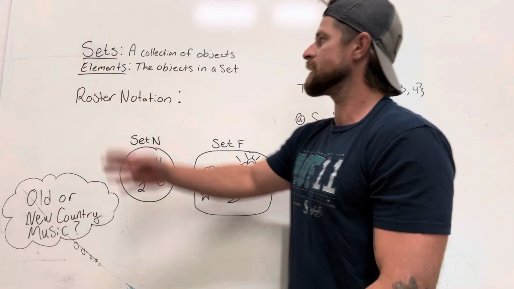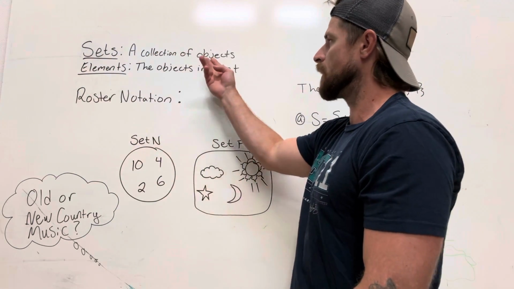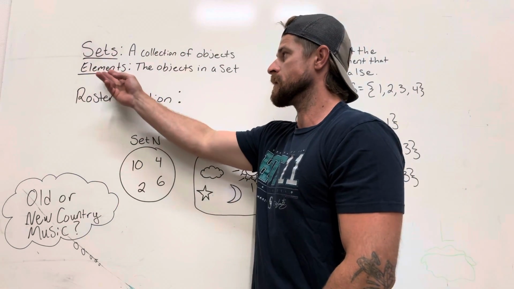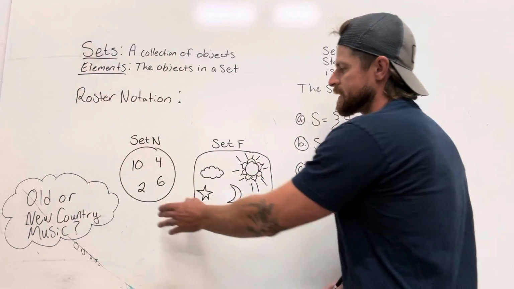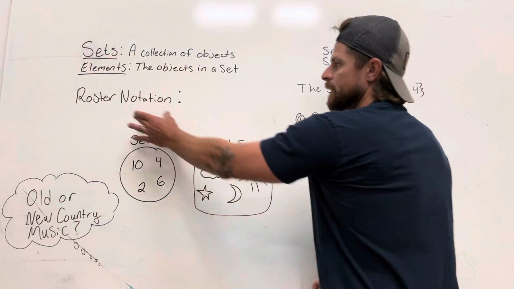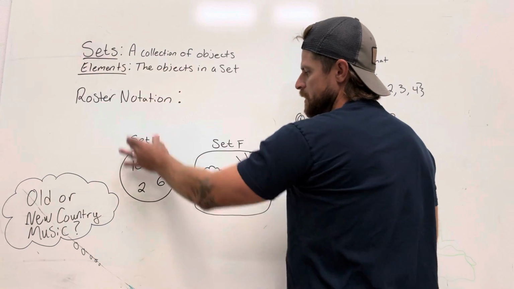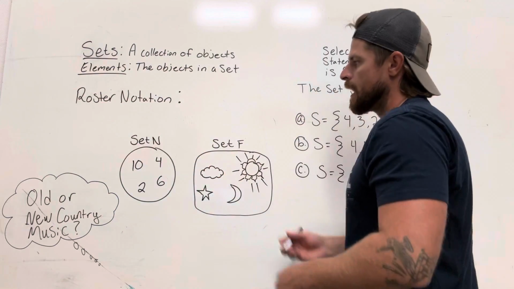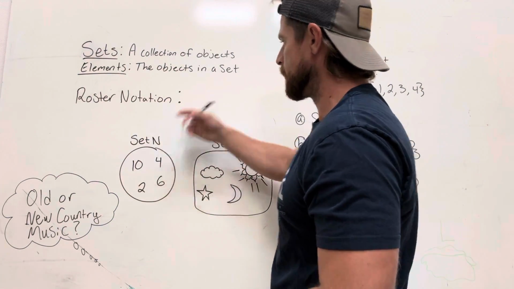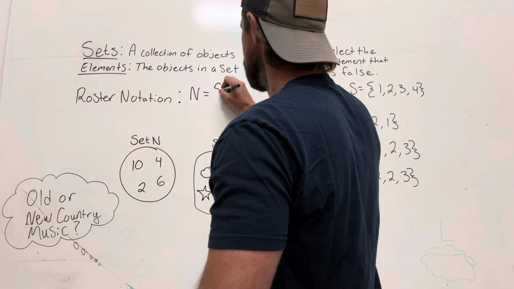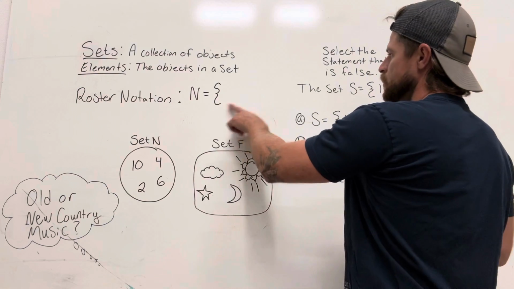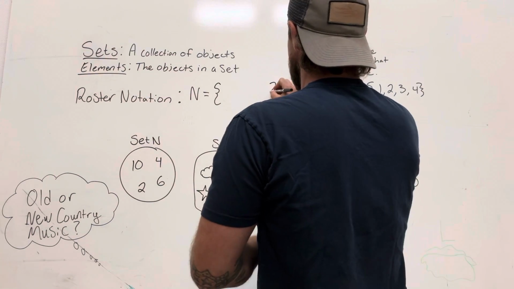Okay, so what is a set? A set is a collection of objects. What are the elements? The elements are the objects within the set. So we have set N and set F. And if I want to list out roster notation for each one of these sets, I would just say the title of the set, in this case, set N. So I'm going to say N is equal to, and then I'm going to use these brackets. Okay, so I need two brackets, one on each side.